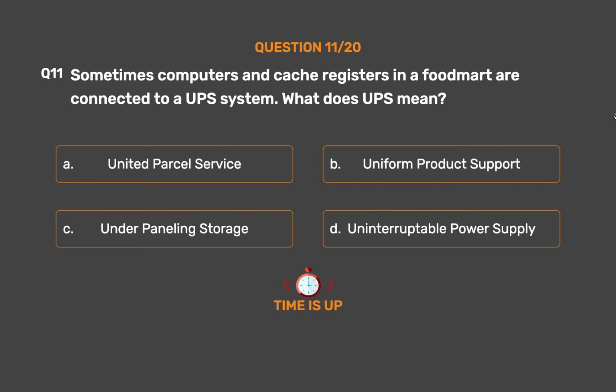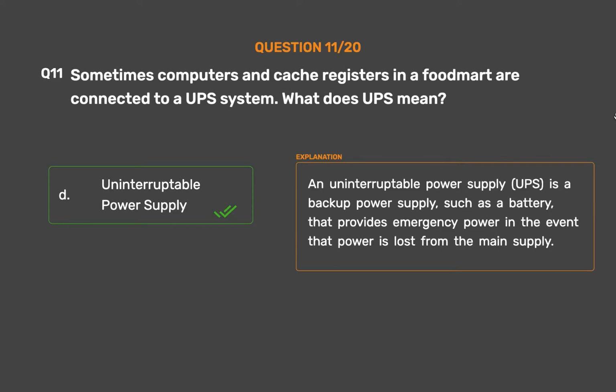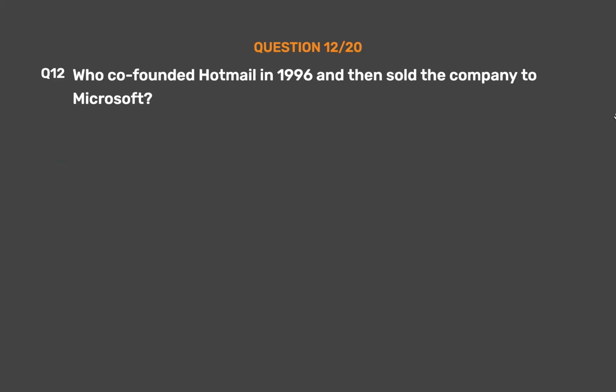The correct answer is option D, Uninterruptible Power Supply. An uninterruptible power supply, UPS, is a backup power supply, such as a battery, that provides emergency power in the event that power is lost from the main supply. Question number 12. Who co-founded Hotmail in 1996 and then sold the company to Microsoft?